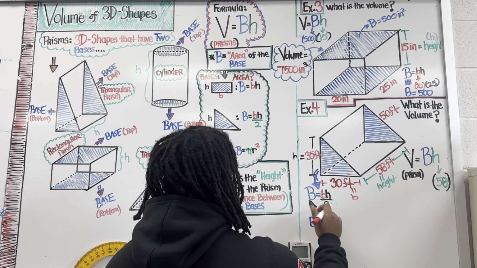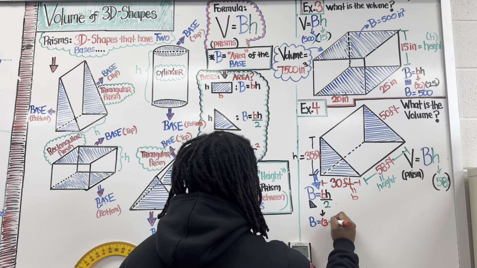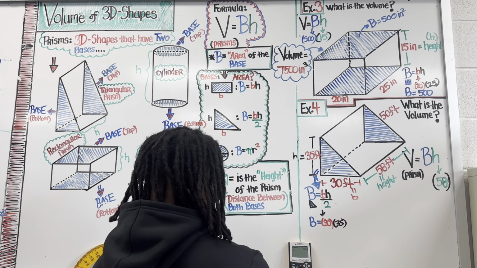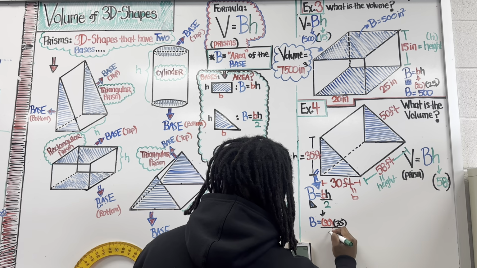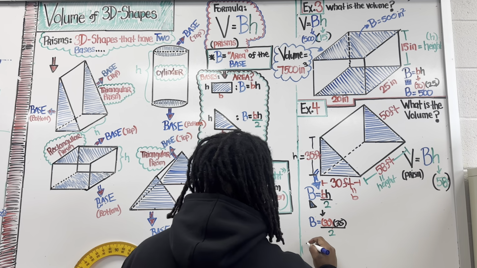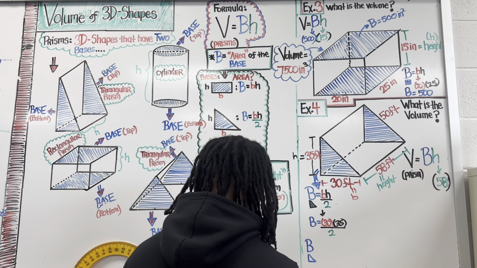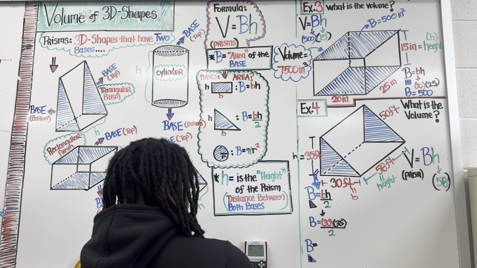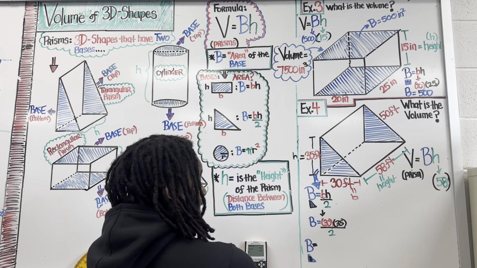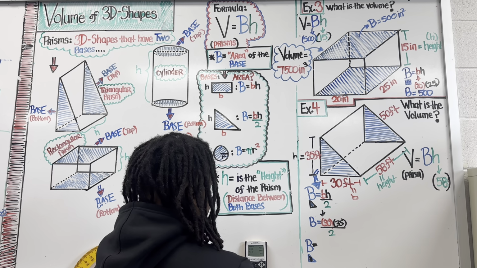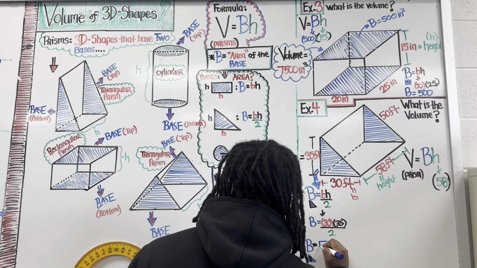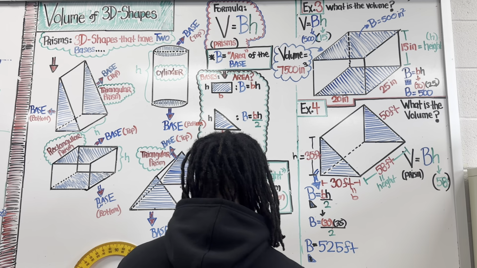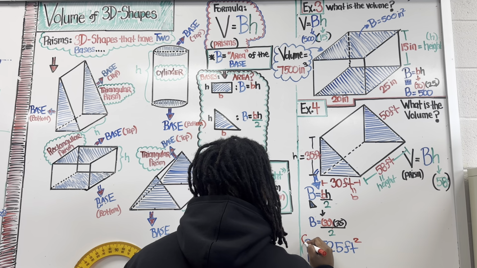All right, so once again, b is 30, the horizontal side, times the height of 35, divided by 2. And that's going to give us the area of the triangular bases, right? So now I'm going to do 30 times 35. That is 1,050 divided by 2, which is 525. So the area of the triangular bases is 525 square feet.